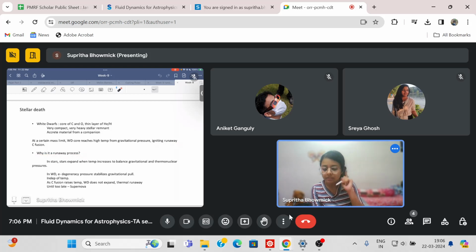Because typically in stars, when the temperature of the star increases, the star can expand and cool down until gravitational pressure can once again stabilize, and stability is once again reached. Okay, so when the temperature increases, the star will expand, cool down, and stabilize until the gravitational pressure can match the thermonuclear pressure. This is how a star will stabilize.